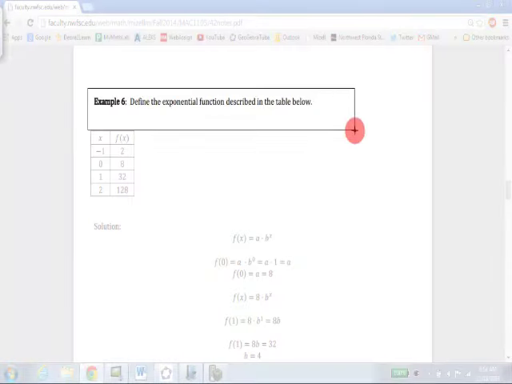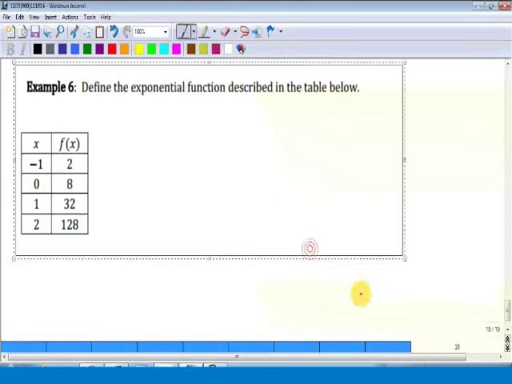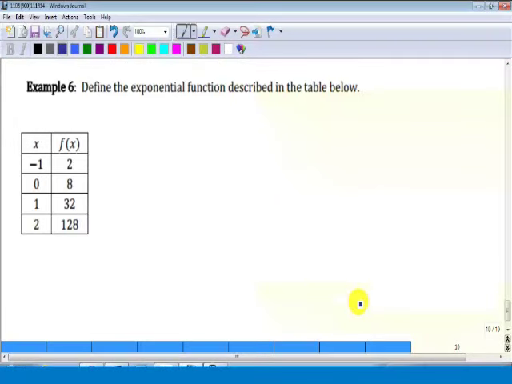All right, so example 6, we should be able to knock this out. Do the y-coordinates have this exponential type property where we're multiplying by the same number again and again? If so, what is that number? Multiplying by 4 in this case. So I'm thinking f of x equals a times the base, which is going to be 4, so 4 raised to the x power. And we just need to find the right value of a. So someone pick a number from -1 to 2.